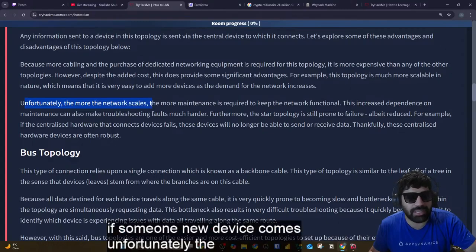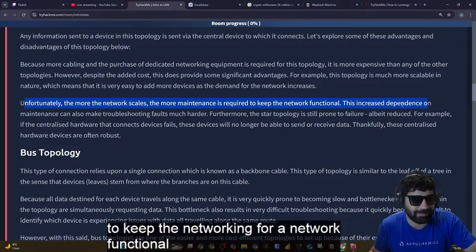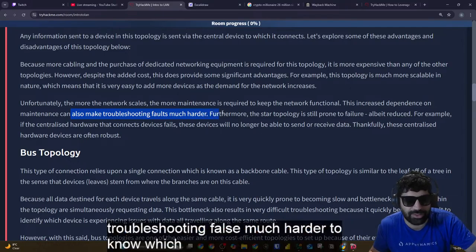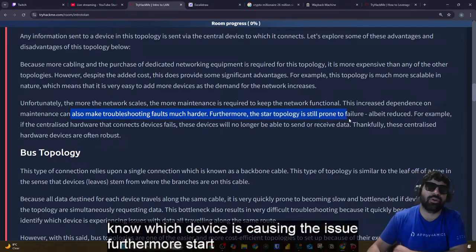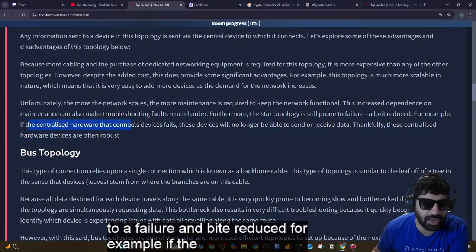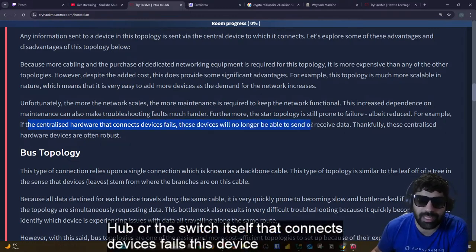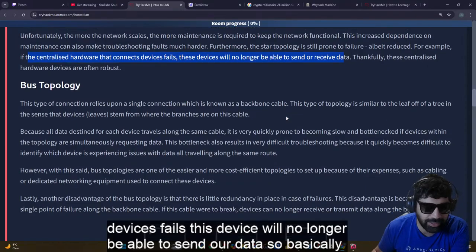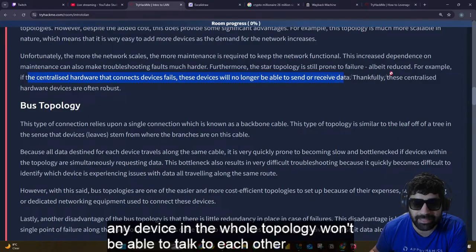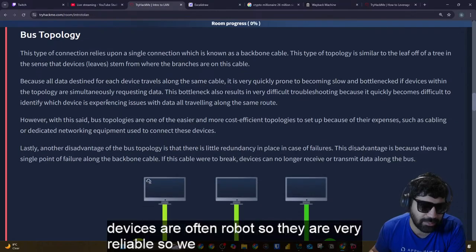Unfortunately, the more network cables, the more maintenance is required to keep the network functional. This increases dependency on maintenance and can also make troubleshooting faults much harder, to know which device is causing the issue. Furthermore, a star topology is still prone to failure, albeit reduced. For example, if the centralized hardware, the hub or the switch itself, fails, the devices will no longer be able to send out data. So basically, no device in the whole topology will be able to talk to each other. Thankfully, these centralized hardware devices are often robust and very reliable, so we don't have to worry much.